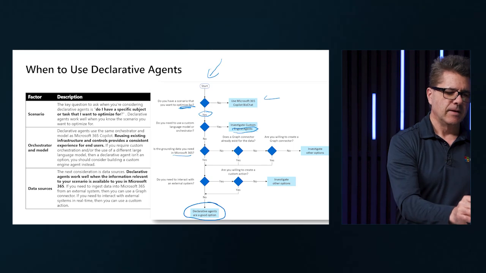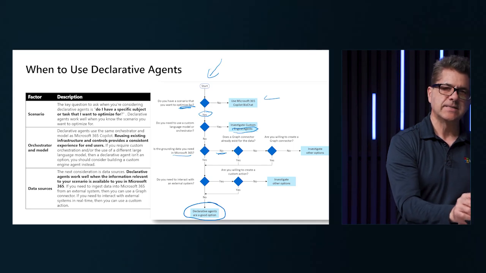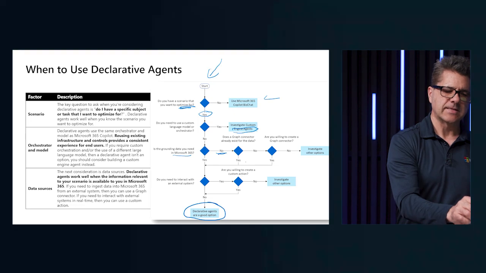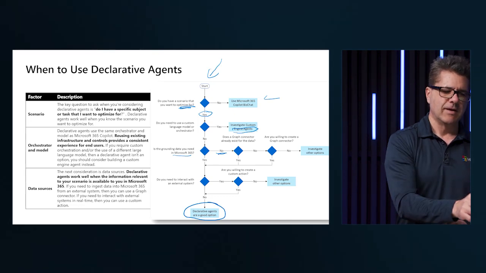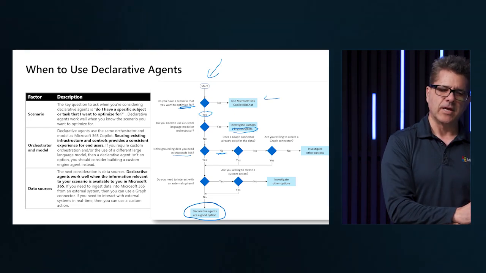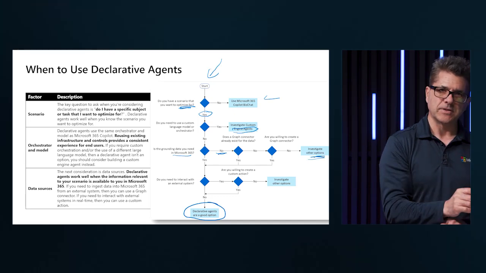For example, if I say, what about the grounding of the data? If it is not on 365, then does the graph connector already exist for that? If the answer is yes, then okay, perhaps you can use that. If you say no, I don't have a graph connector, perhaps we need to create a graph connector. In that case, you can create the graph connector and continue to leverage that for your declarative agent. If it is not, then you need to investigate other options.